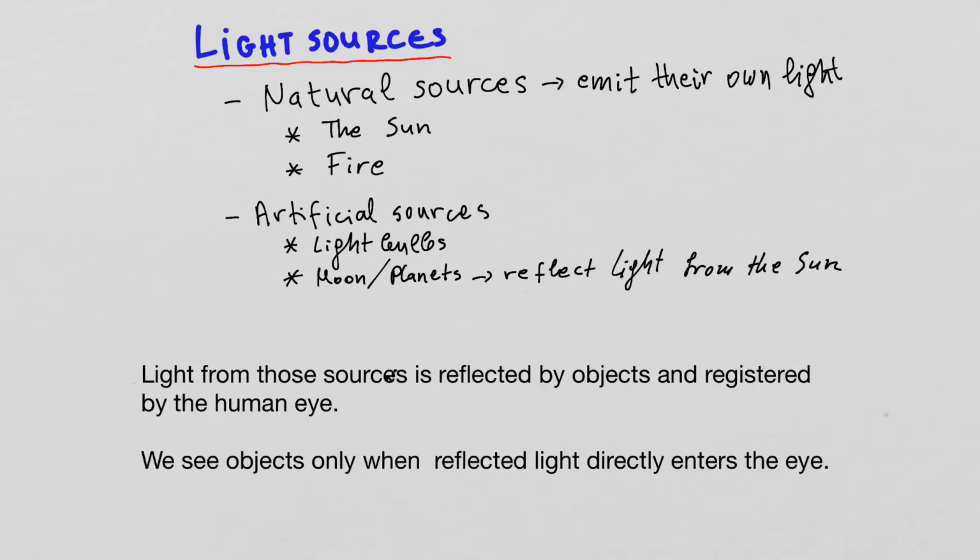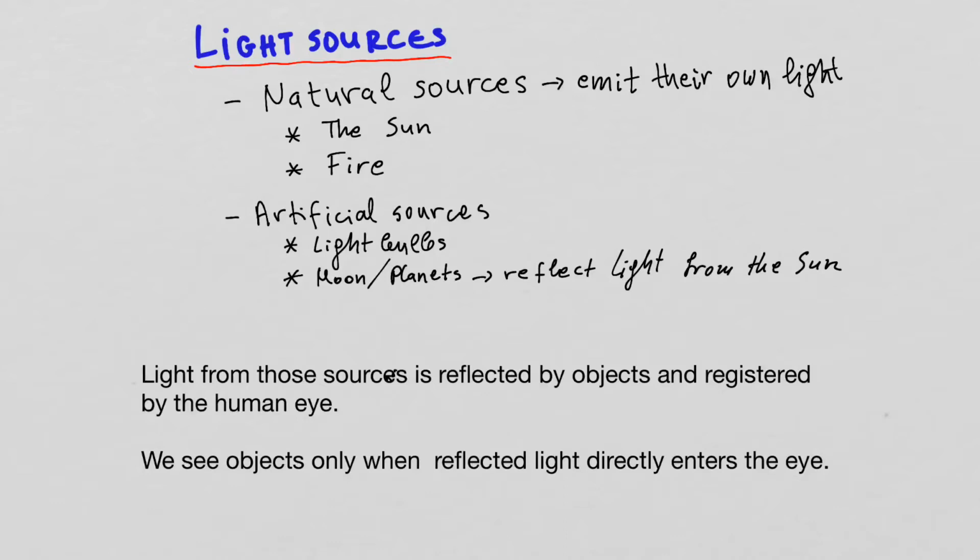So light emitted from a light source is incident upon an object, and then it's reflected by that object, and it is registered by the human eye. However, not all of the reflected light can be registered. Only light that is directly incident upon the eye is going to be seen. Light that is reflected from objects but does not fall onto the eye cannot be seen.